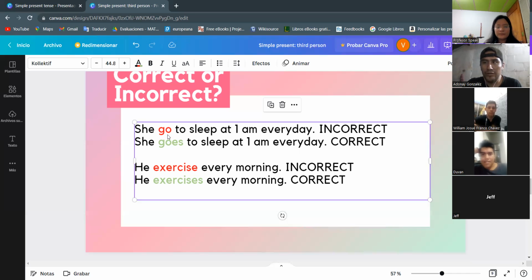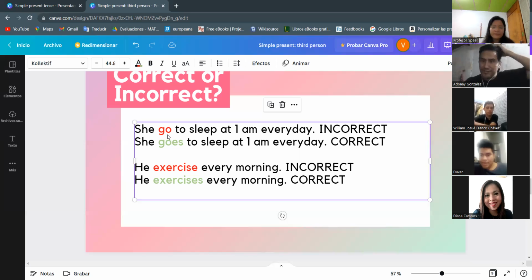Go. Is it in its base form or not? The form is incorrect because the subject is she. Good. Yes, that's an explanation. With this pronoun, you cannot use a verb in its base form. Okay. The next two sentences, please.